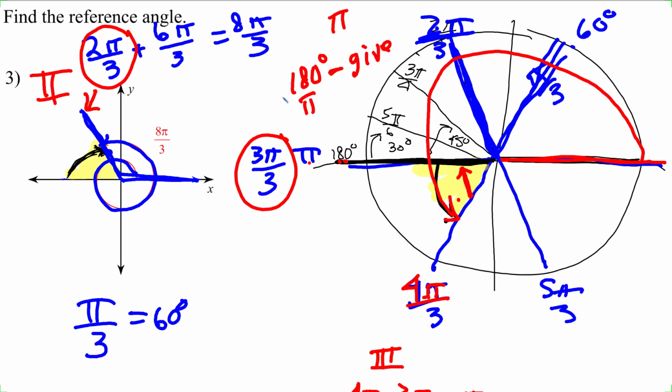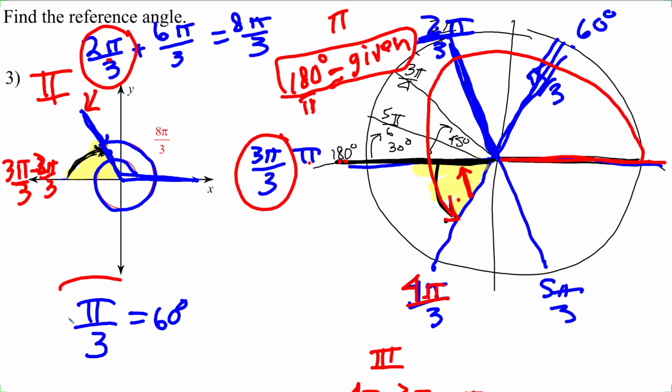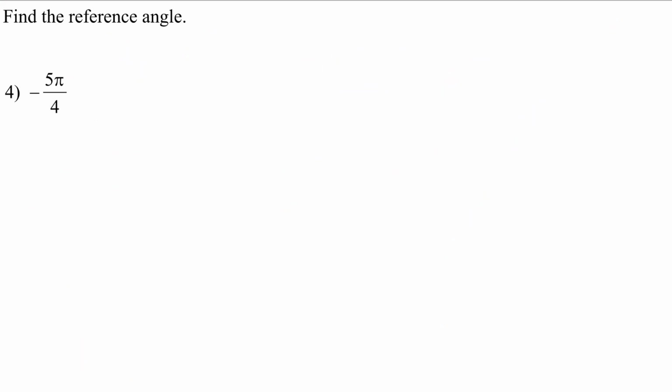So remember what the rule is in the second quadrant to find the reference angle. You should have had that in your notes. Take 180, or pi, and in this case, pi is 3 pi thirds, and subtract the given angle. 3 subtract 2 is 1. All right, so let me clear that out, and then I'm going to do the next one with you.